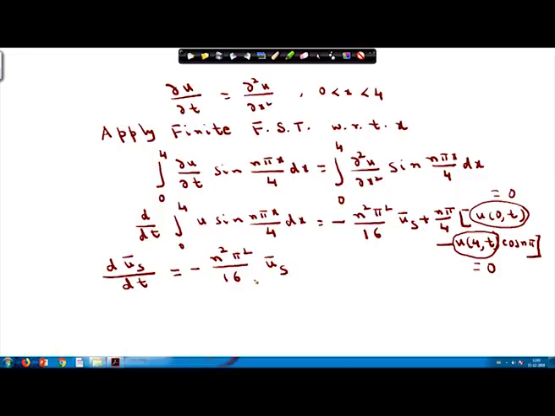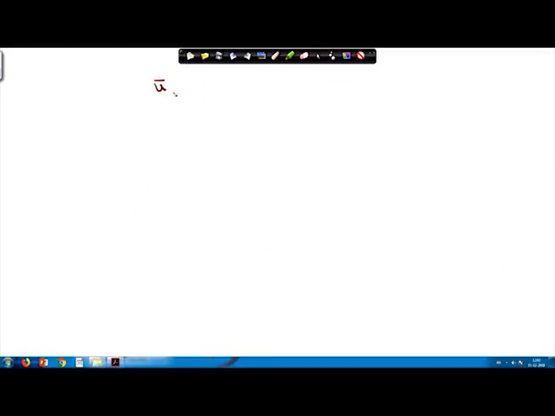So, directly I can write down the solution of the ODE as u bar s equals a into e power minus n square pi square t by 16. You can go through this; simply you can write u bar s equals a e power minus n square pi square t by 16. Now, my next job is to find the value of this constant a.